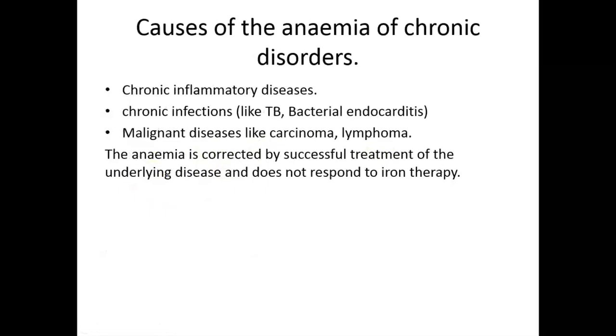Other causes of anemia of chronic disorders include chronic inflammatory states مثل ما قلنا rheumatoid arthritis, autoimmune diseases, chronic infections like TB, tuberculosis, bacterial endocarditis. All these can lead to anemia of chronic disorders. Malignant conditions like carcinoma, lymphoma anywhere in the body also can lead to anemia of chronic disease.